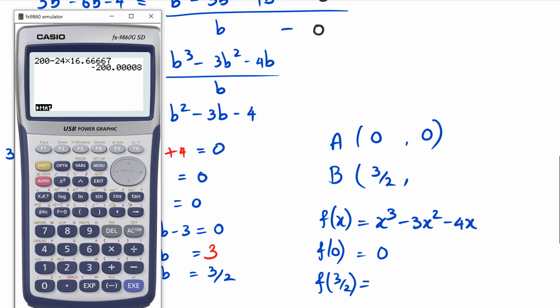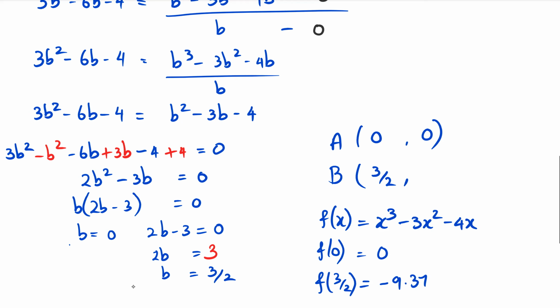Gonna need my calculator for this. So we've got 1.5 to the power of 3 minus 3 times 1.5 squared minus 4 times 1.5. So I'm getting negative 9.375, which happens to be my second point.